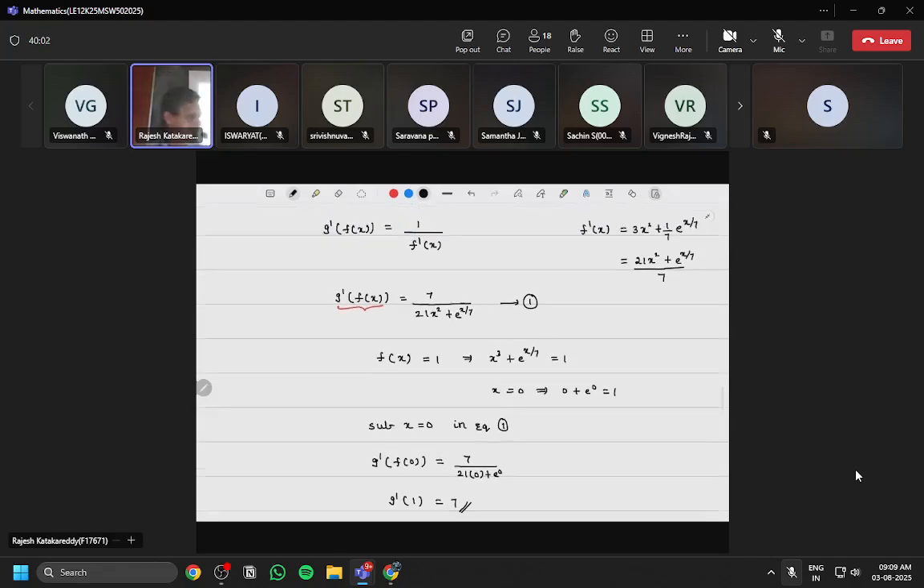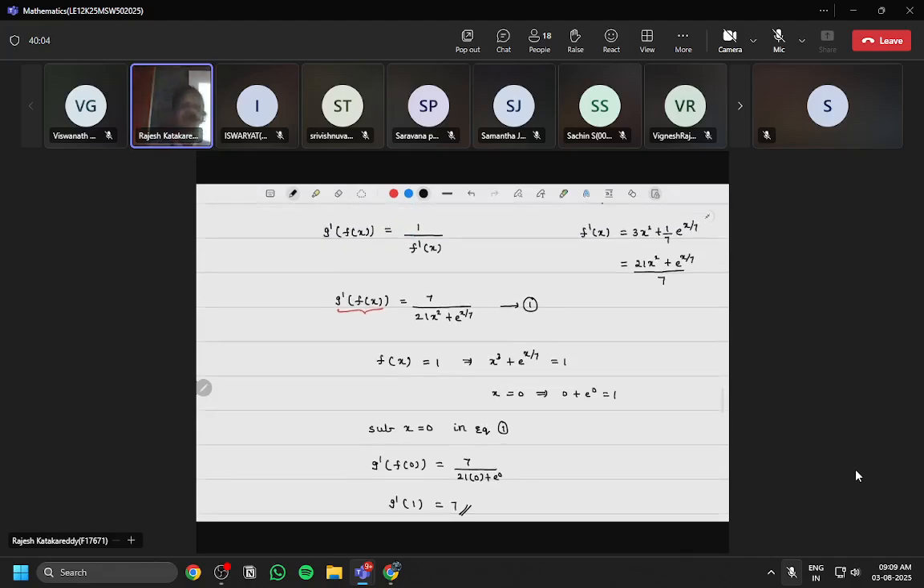Do you understand this? Any doubt in this, anybody? Just let me know if you have any doubt. See, continuity and differentiability is slightly difficult in comparison to these concepts.